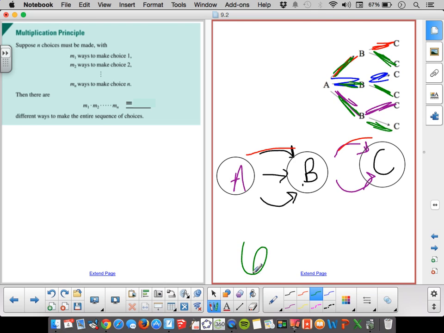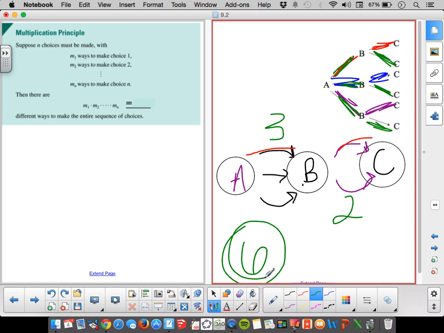According to our multiplication principle, all we have to do to find the number of choices we would have is to multiply our number of options together. So to go from A to B, we have 3 separate options. To go to town C, we have 2 separate options. 3 times 2 gives us those 6 choices. So we're going to look at a couple examples.